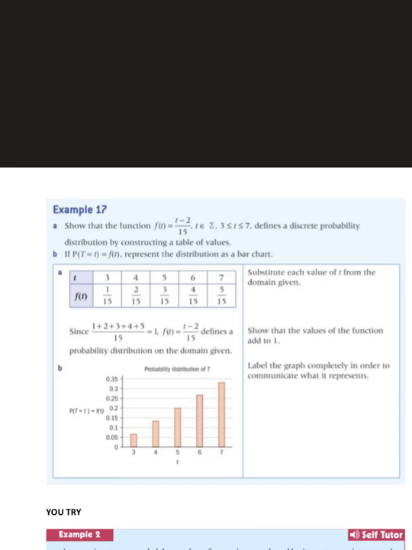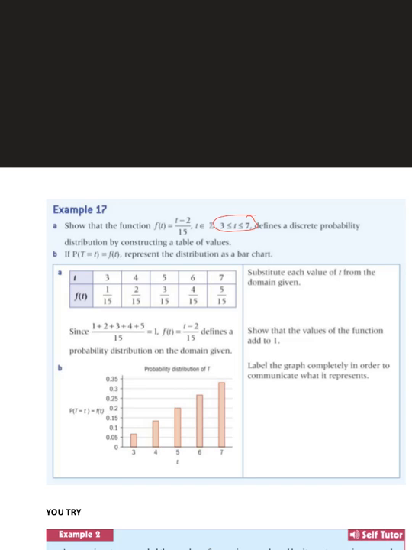So how do they show that? Well, they plug in all of the values in the given domain, so don't forget to pay attention to the domain. It's between 3 and 7, including 3 and 7, and they plug it in and get their outputs: 1/15, 2/15, 3/15, 4/15, and 5/15. Well, what happens when you add all of those output values up? It equals 1. Therefore, we can say that the function defines a probability distribution because all of these function output values produce fractions that, when added together, equal 1.